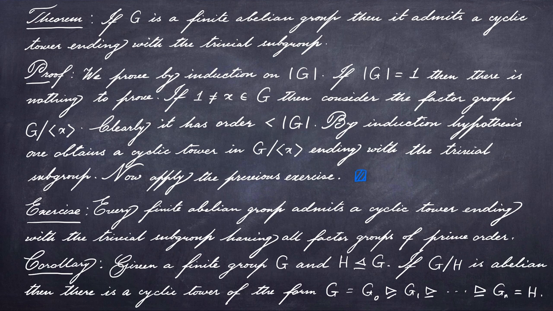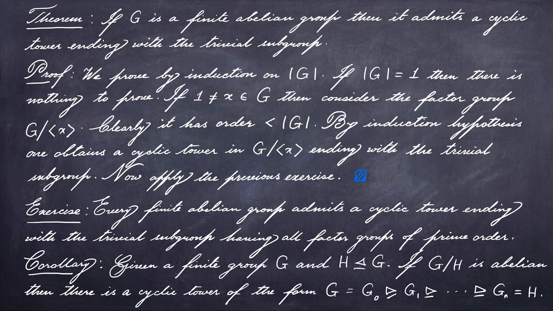So let me again repeat. We choose a non-identity element x in G. That gives us, from the induction hypothesis, a cyclic tower in G modulo X. Then we pull that tower back to G. That indeed gives a cyclic tower in G, but it is ending with the cyclic subgroup X. We then further add the trivial subgroup to that.